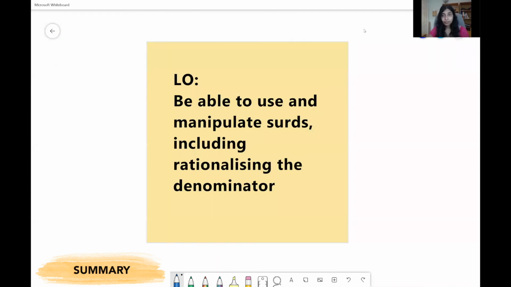So that's basically all there is to surds. I hope you found this lesson really useful, and you now know the different rules that we use to manipulate surds, and you've learned how to rationalize the denominator. So make sure you remember all those rules of surds we went through, and just memorize them, and do some practice questions to make sure you fully understand the topic.